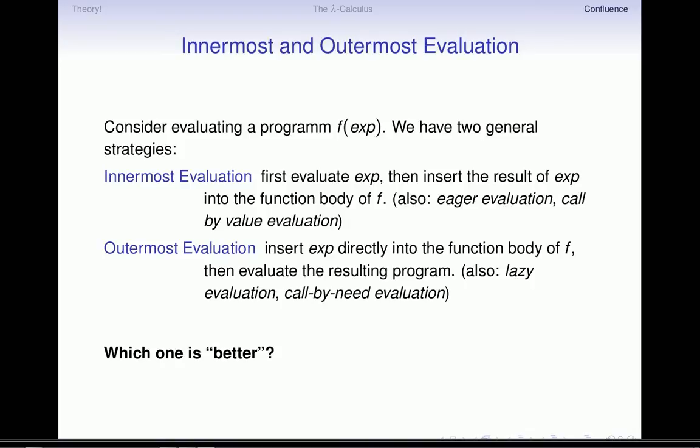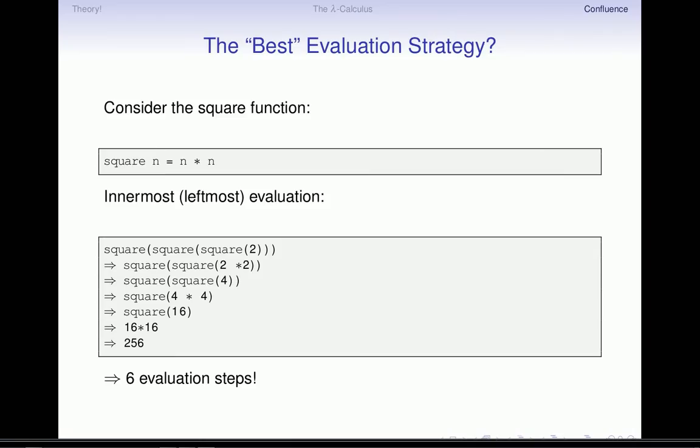Of course, we can ask ourselves which one of these is better. Does it even matter? It definitely does. Look at the square function. It's quite simple. Square of n returns n times n. So far so good. If we reduce square of square of 2 by innermost, leftmost evaluation, so we always pick the innermost term, and if there are several innermost terms, we pick the leftmost one.